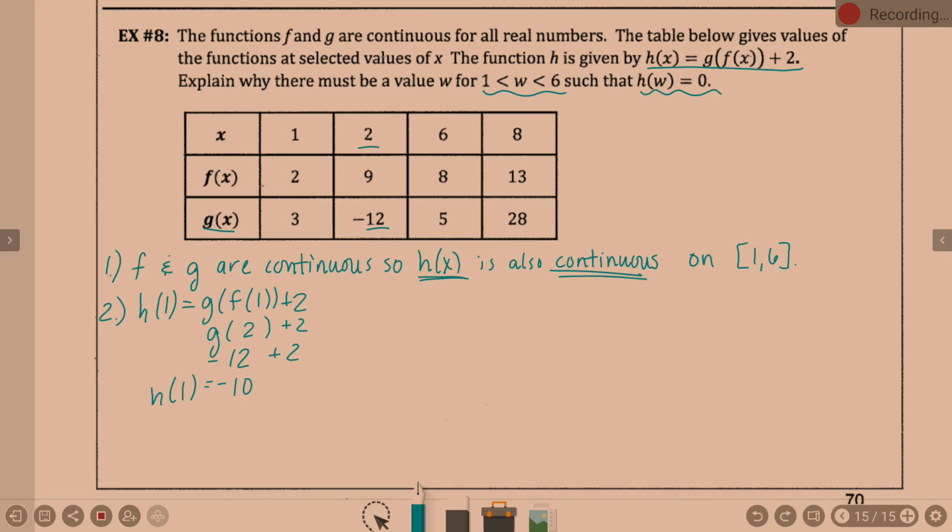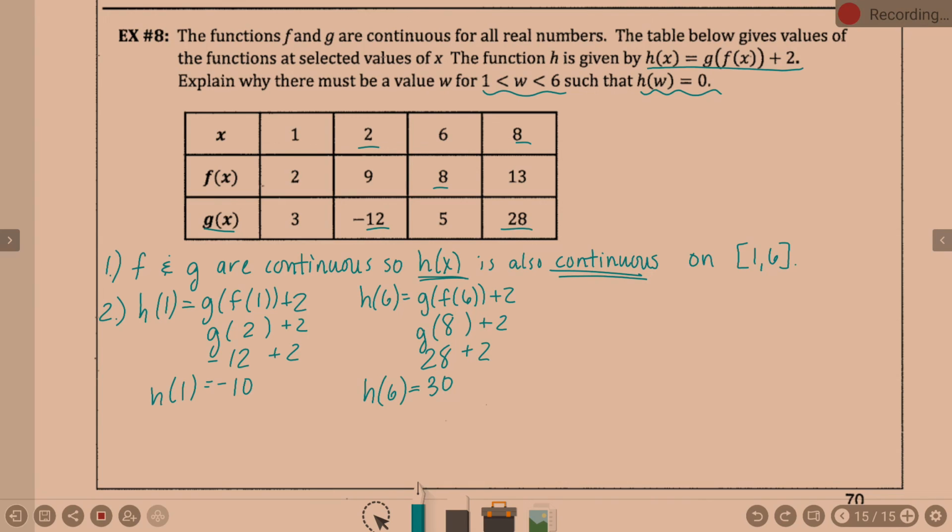Repeat the process. Should go a little smoother this time. H of 6 means I'm doing g of f of 6 plus 2. What's f of 6? 8. So that now becomes g of 8 plus 2. G of 8 is 28, plus 2, 30. Okay. Are we all there? I don't care how quickly or how long it took you to get there. Are you there? That's my caring.